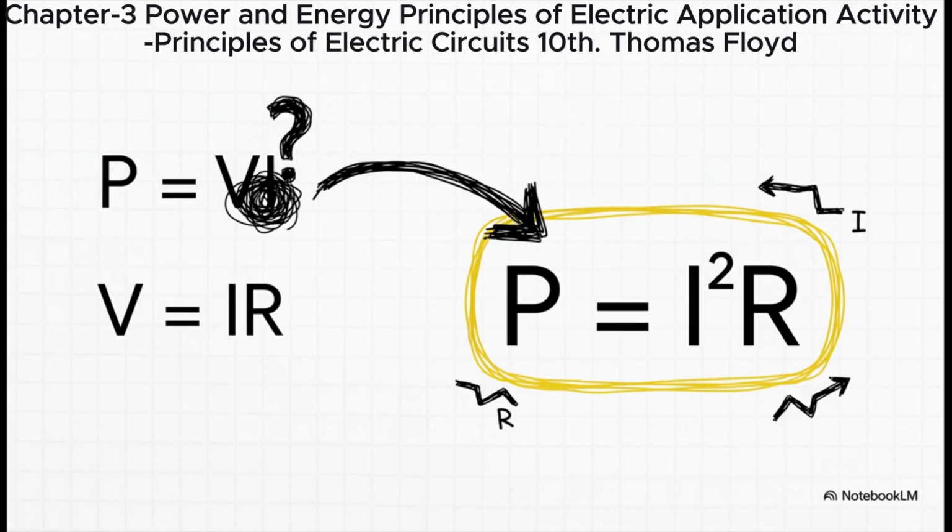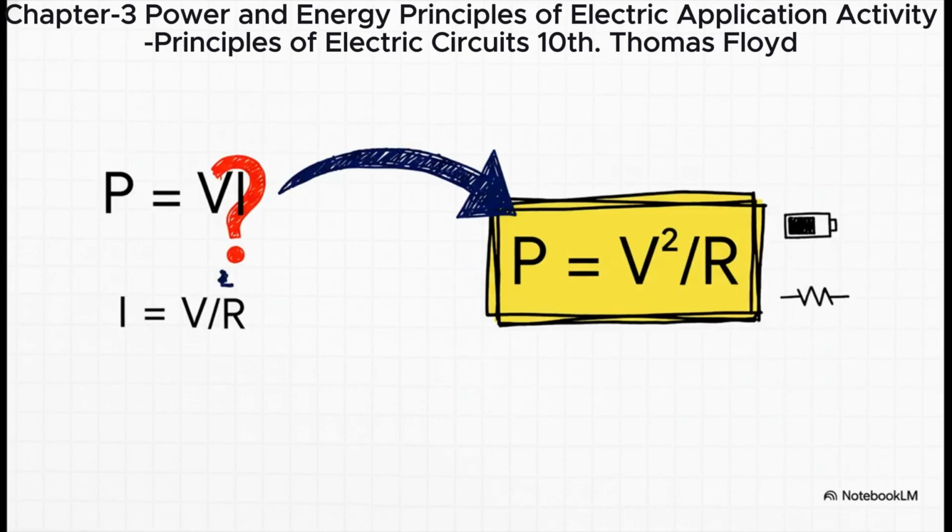But what happens if you're in a situation where you don't know the voltage? No problem at all. This is where Ohm's law becomes our best friend. We know that V equals I times R. So if we just substitute I times R in for V in our main formula, we get a second incredibly useful tool. Power equals current squared times resistance. P equals I squared R. This is your go-to when you have current and resistance.